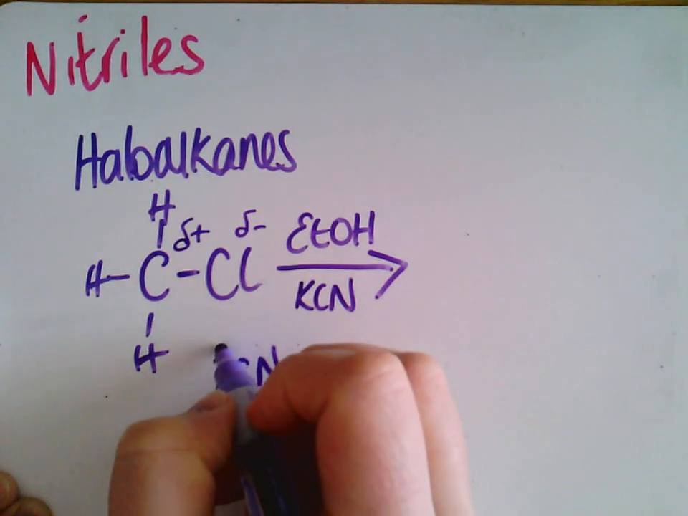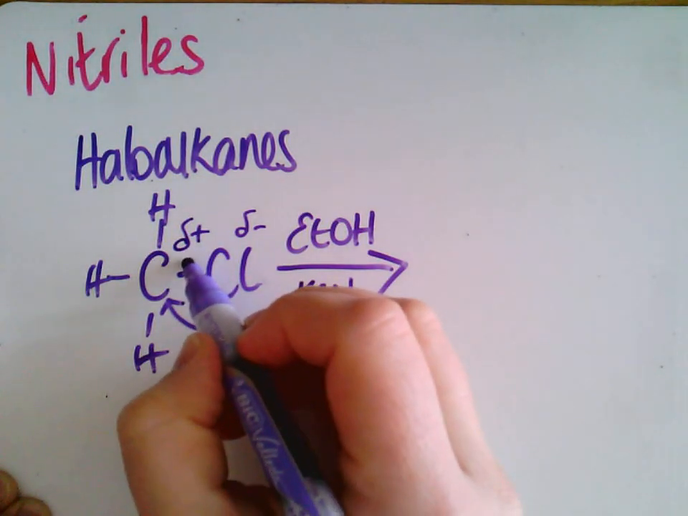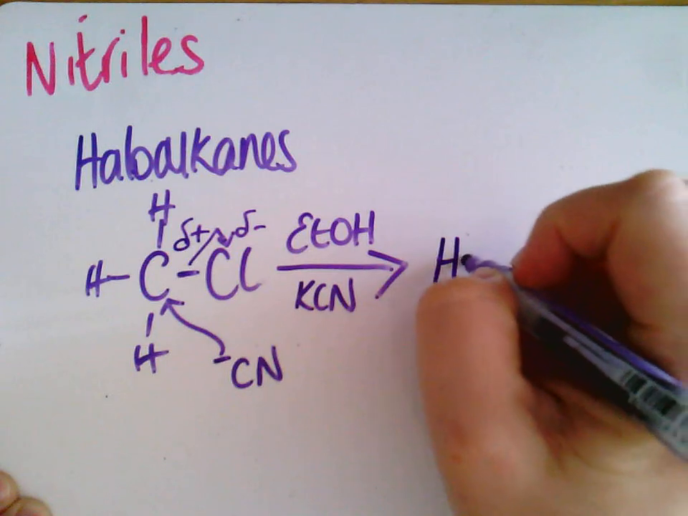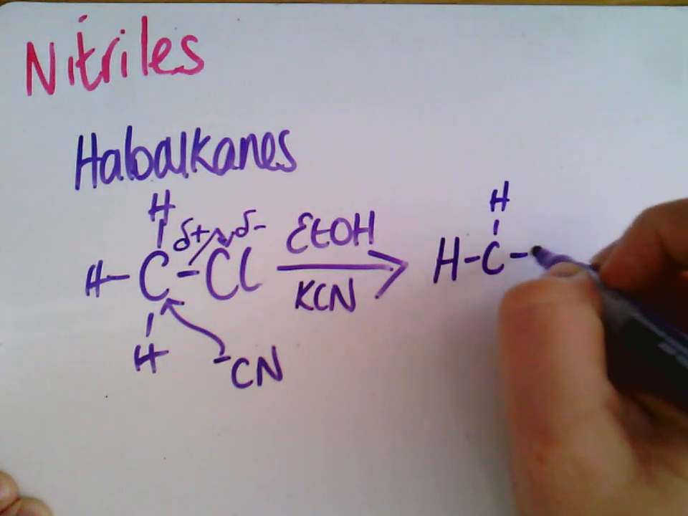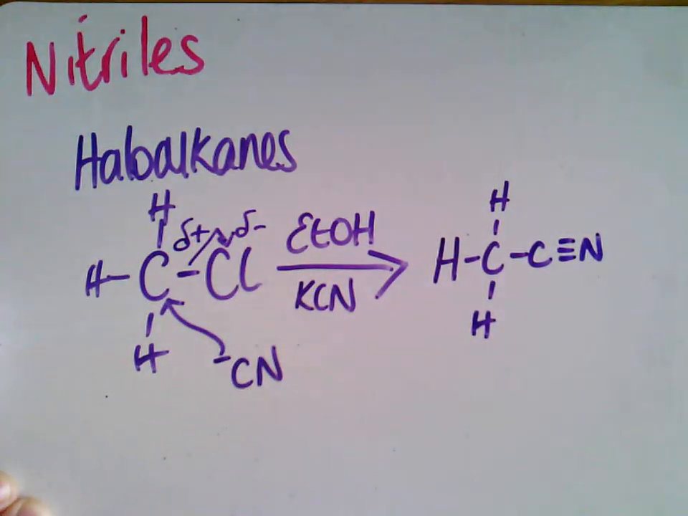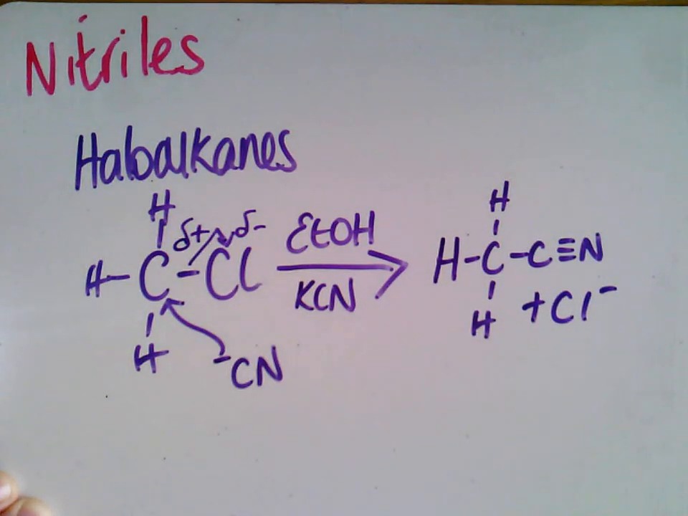So we're going to see attack from that negative charge on my cyanide to the carbon, and the movement of electrons from the carbon onto the chlorine to form a chloride. And we're going to make a new molecule that now has an extra carbon in its chain, and that we're going to call ethane nitrile. Don't forget, we also have to show that we have a chloride ion produced as well. So this is our simple mechanism.